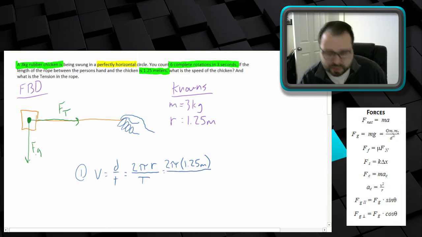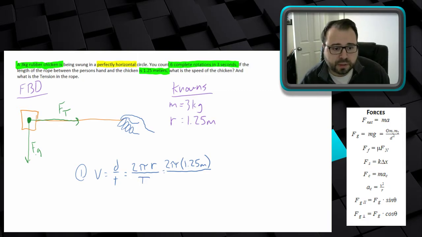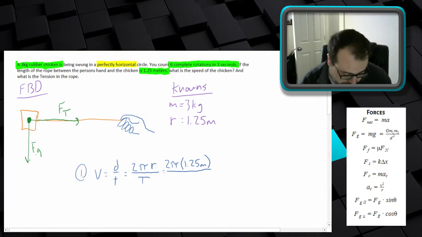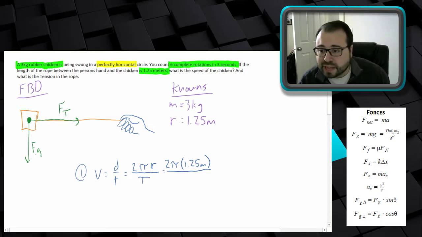Now let's look at what they gave us here. What we highlighted was 6 complete rotations in 3 seconds. So what is the time for 1 rotation? Well, we can come to the calculator real quick, and what we want is the time per cycle. So I'm going to take my time value that I'm given. I've been given 3 seconds.